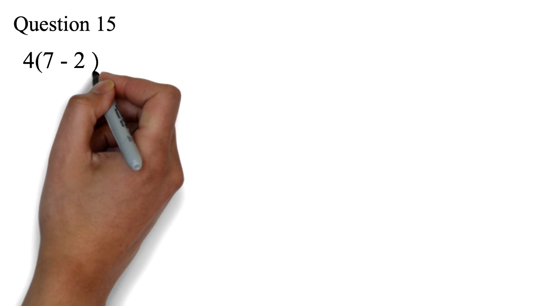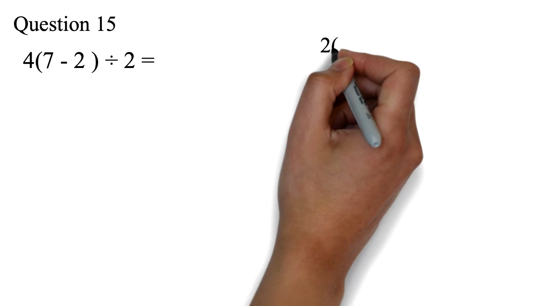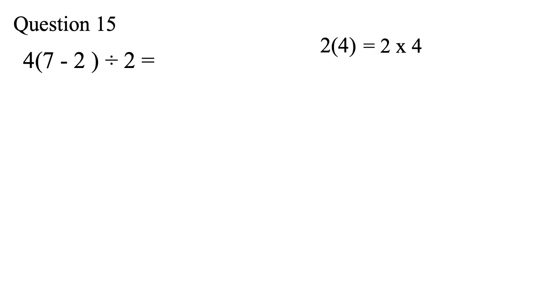Question 15. We are supposed to calculate this without using a calculator. 4(7 minus 2) divided by 2 equals. In math, if you see a number attached to another value in parenthesis, it means it's multiplying. So 2(4) is the same as 2 times 4.